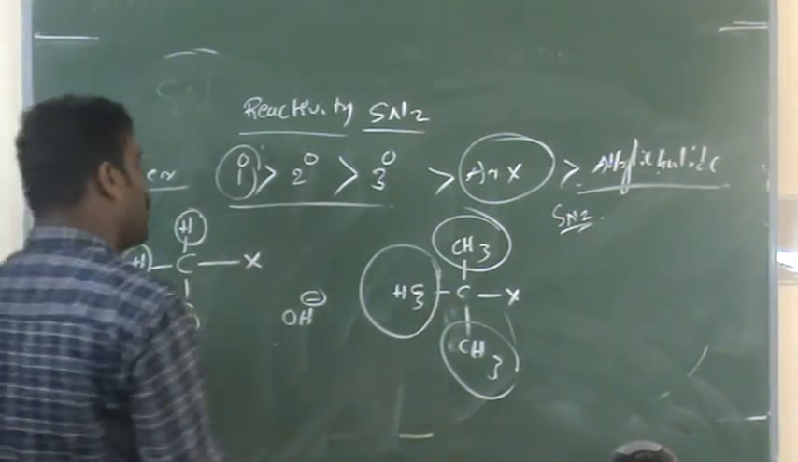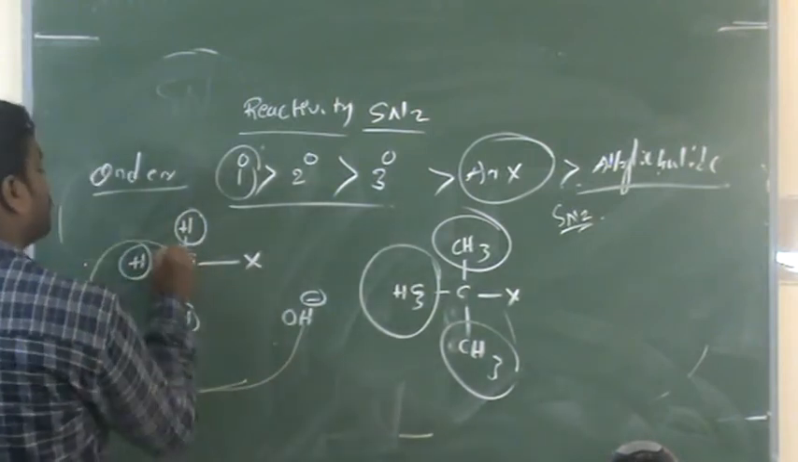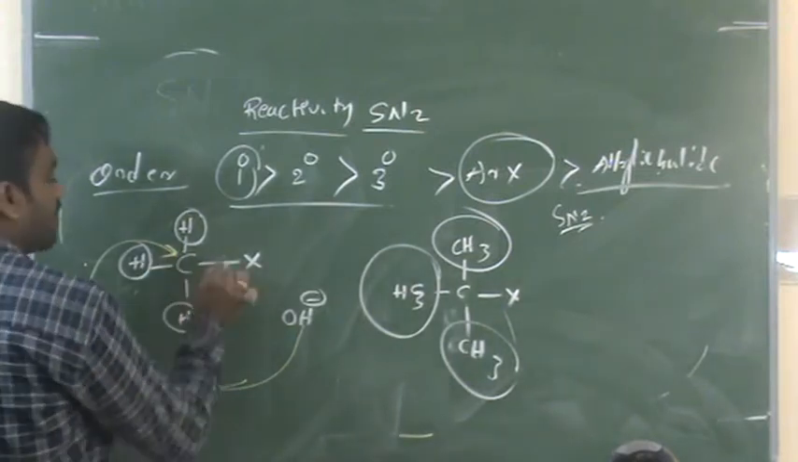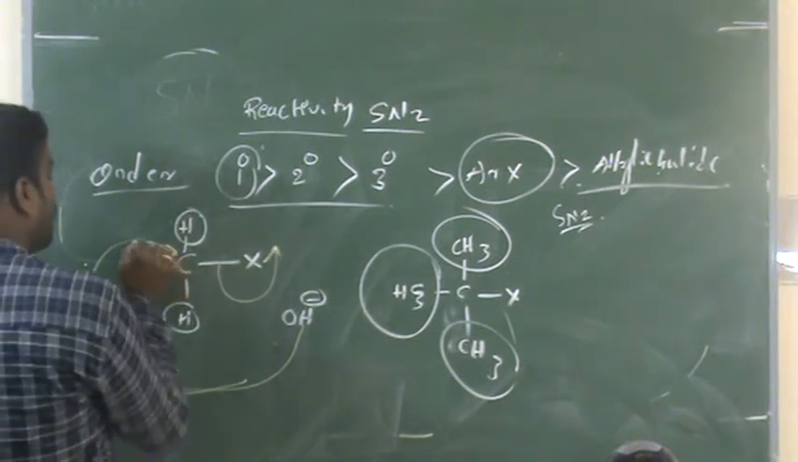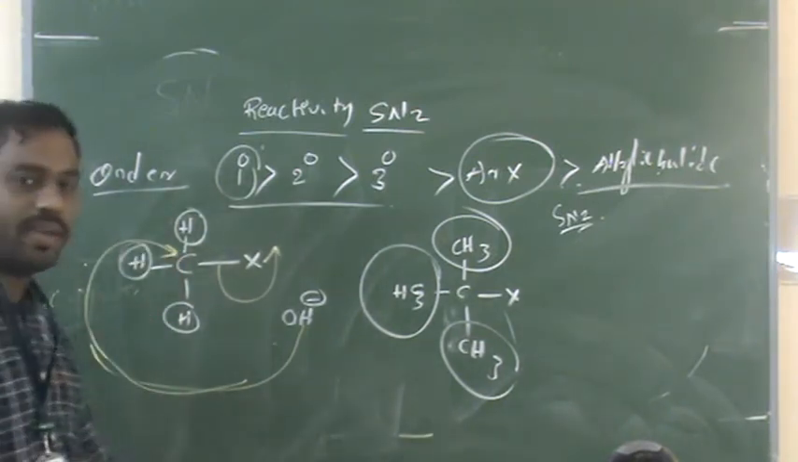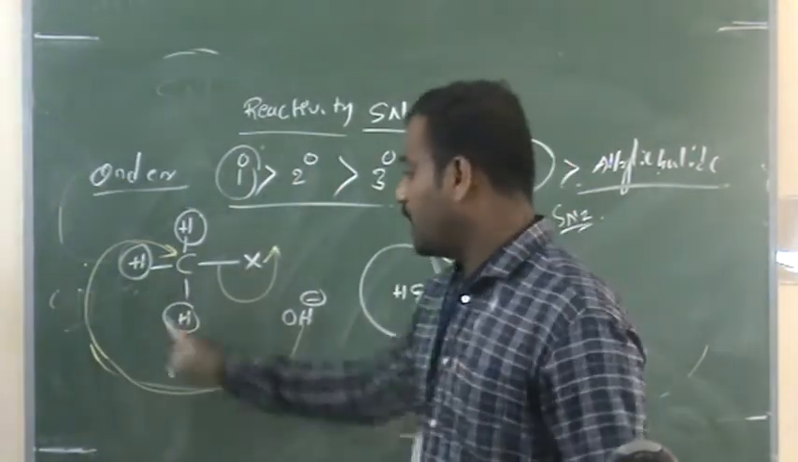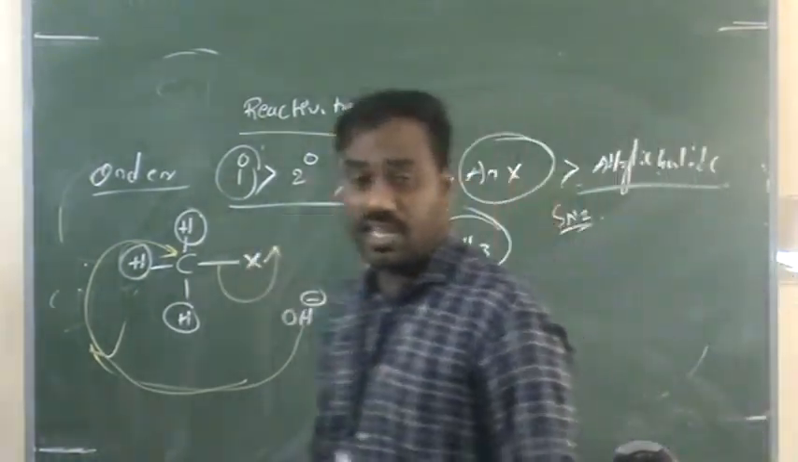So when the OH minus approaches, it comes and attacks from the backside, and the leaving group leaves. But when it is approaching, there are only small atoms here, hydrogens. Hydrogens are small atoms. That's why the nucleophile attacks very easily. There is no steric hindrance.